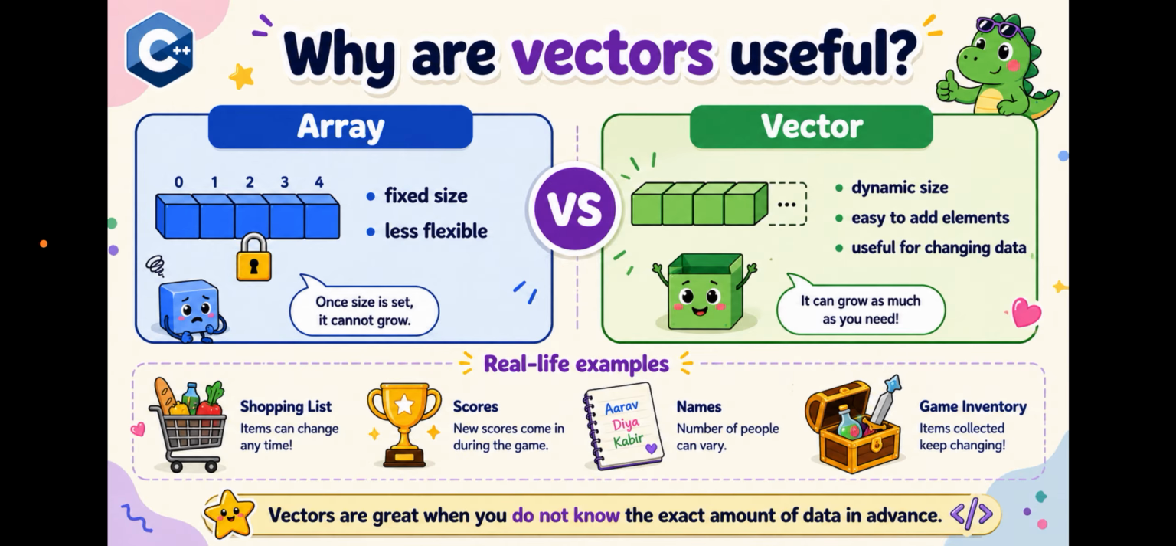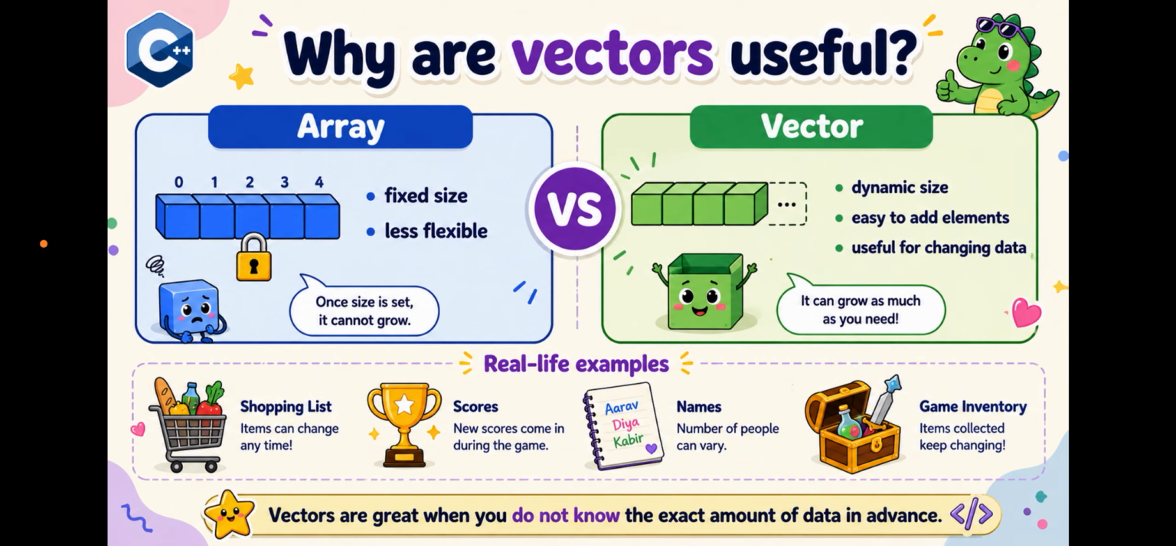Finally, let's talk about why vectors are useful. An array has a fixed size, so it is less flexible. A vector has a dynamic size, so it is easy to add elements and better for changing data. This is helpful in real-life situations.